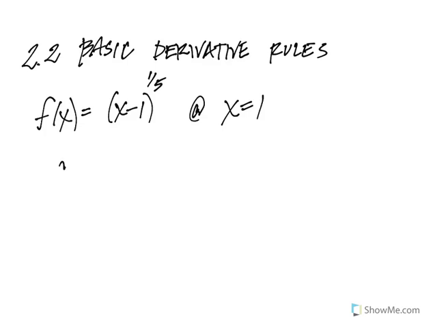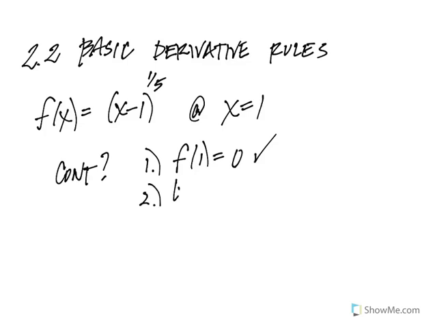First of all, you need to show continuity at x equals 1. And I think we can go through that. So I've got f of 1 is equal to 0. That is the fifth root of 0. So check. Step 2, if I take the limit as x approaches 1 of f of x.